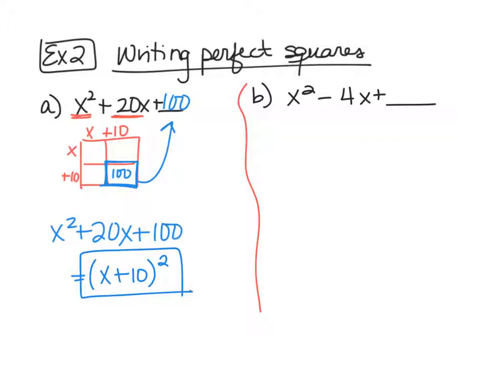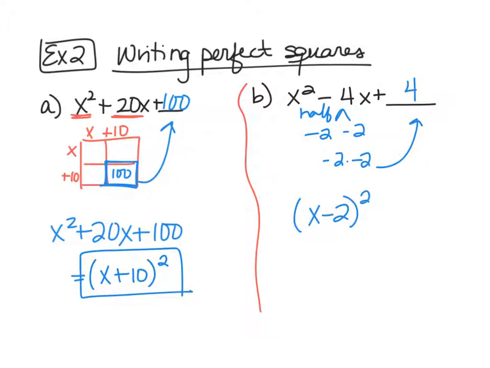Last example, I can split -4 apart into -2 and -2. Remember, I'm not doing multiplication. I'm cutting it in half, which is going to give me -2 times -2 is +4. So I can go ahead and write this as x minus 2 squared.